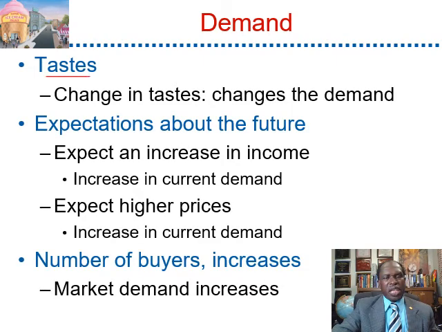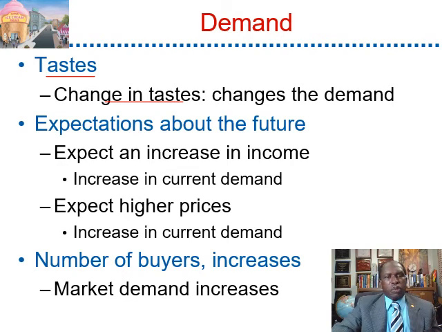With respect to the taste, there are two types of change in taste. Either you like the good, then the demand for the good will increase and shift to the right. For instance, if you like Sprite, the demand for Sprite will increase and shift to the right. Or you dislike the good, the demand for the good will decrease and shift to the left. If you dislike Dr. Pepper, the demand for Dr. Pepper will decrease and shift to the left.